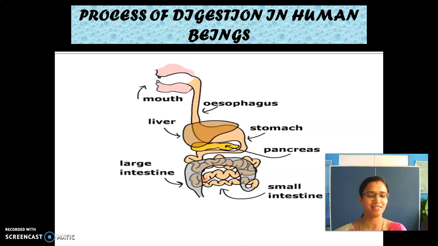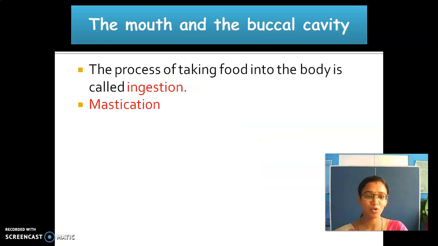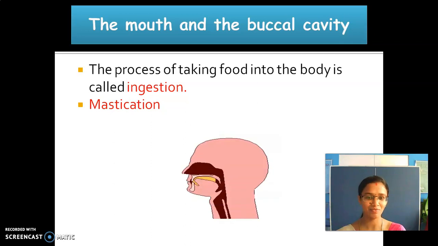So what is the first part? The mouth or the buccal cavity. What is the process which takes place there? Ingestion. The process of taking in food is called ingestion. Then what do you mean by mastication? Good. Mixing of food with saliva is called mastication. The ingestion process takes place here.